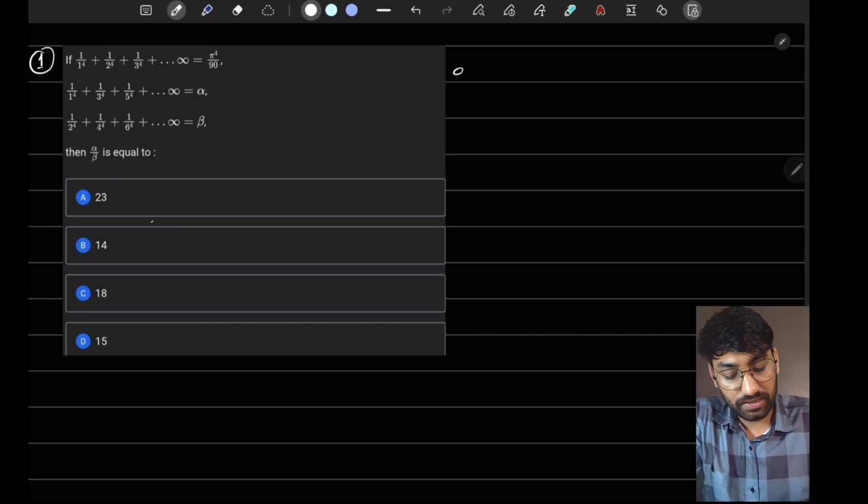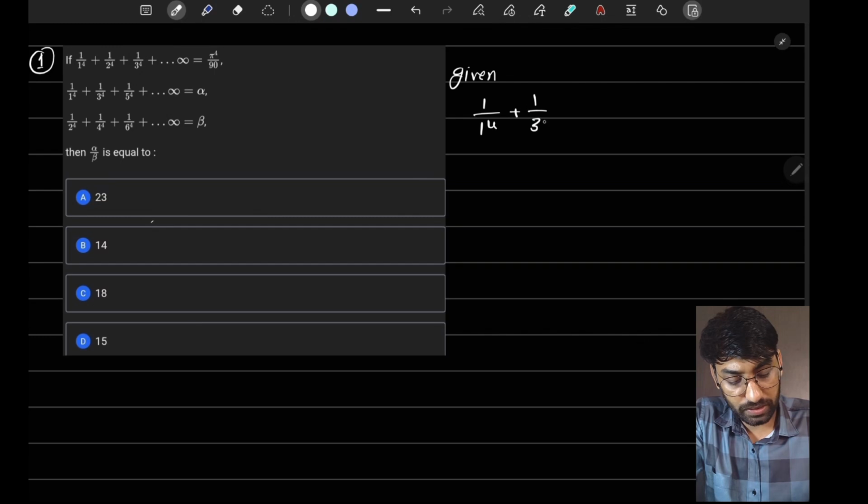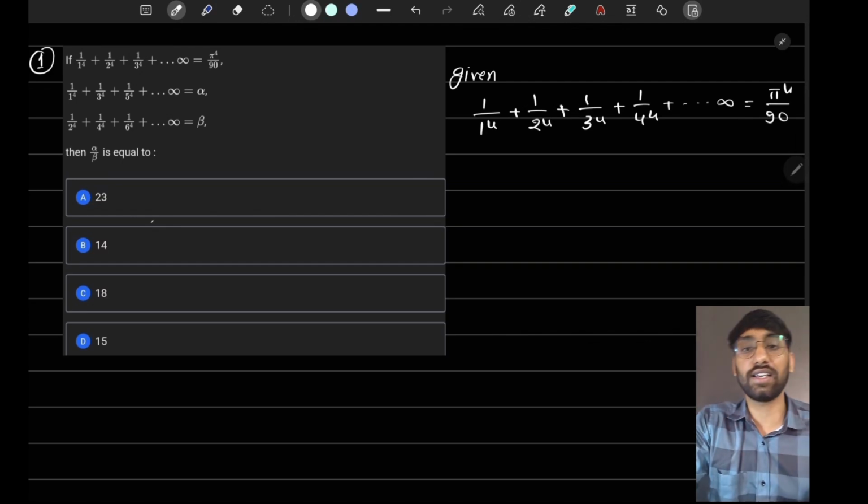So what have they given? They have given that 1 upon 1 power 4 plus 1 upon 2 power 4 plus 1 upon 3 power 4 plus 1 upon 4 power 4 and so on till infinity. If I add, I will get pi power 4 by 90. Correct? This is the very first information that they have given.